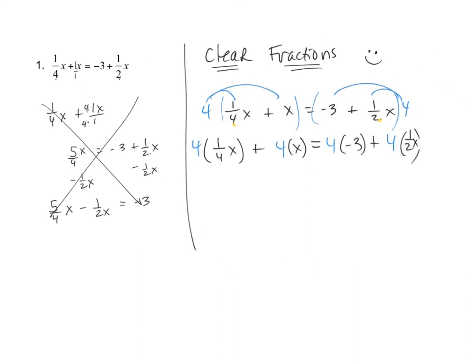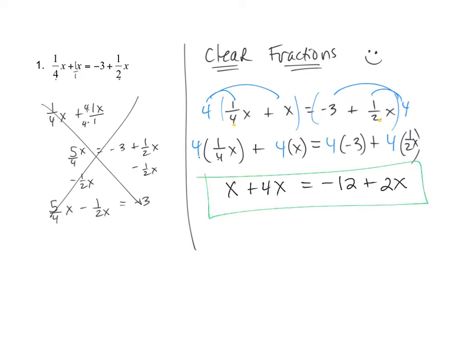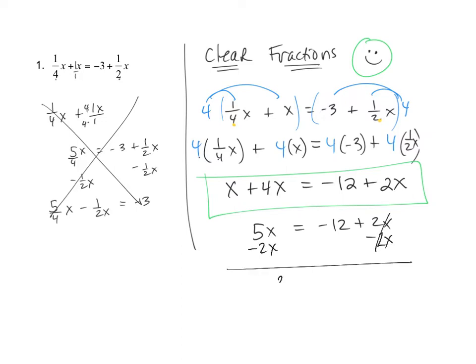Now, in our next step, we just do this in your head. 4 times 1/4 is just 1, so that'd be x. And then we've got 4x minus 12. 4 times 1/2 is 2x. And look at that. We have an equation with no fractions. Terrific. Okay, and then we would just go through and solve that, getting all of our variables on one side and our numbers on the other. So I'll go ahead and subtract that 2x, and I've got 3x is equal to -12, and we can keep going and solving here.